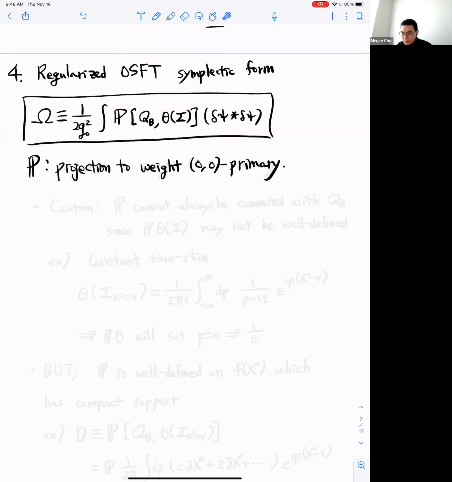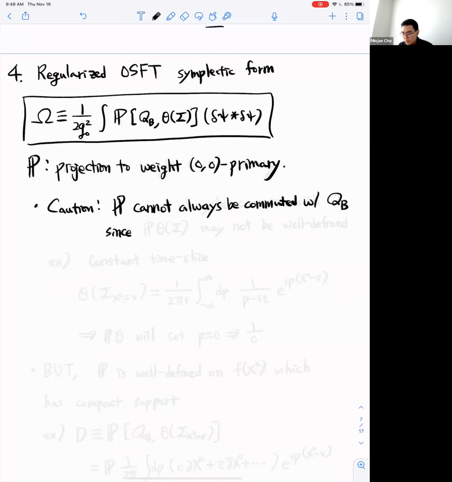There's a cautionary remark though. Typically we say, okay, because QB is weight 0, we can always commute this against QB. Turns out that you shouldn't actually do that all the time. The subtlety is that this P, the projection, first of all, cannot always be commuted with BRST charge, since once you do that, P is now going to act on the step function, but this weight 0 projection of step function may not be well defined.